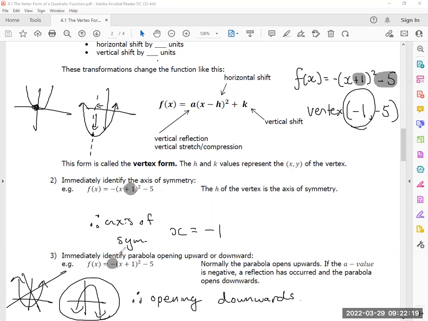So up to now, everything I've just talked about has nothing to do with actual calculations. It's looking at an equation and pulling pieces out of it. Any questions from that? It's very, very, very important. You look at h, k, and a, and you can automatically tell 3 very important pieces of information.